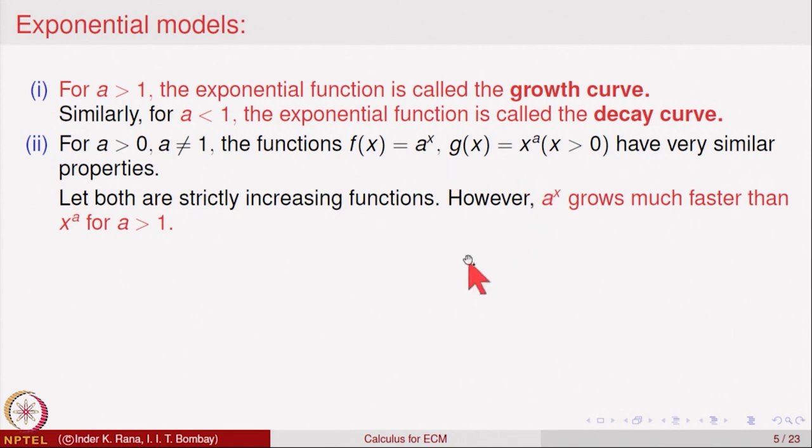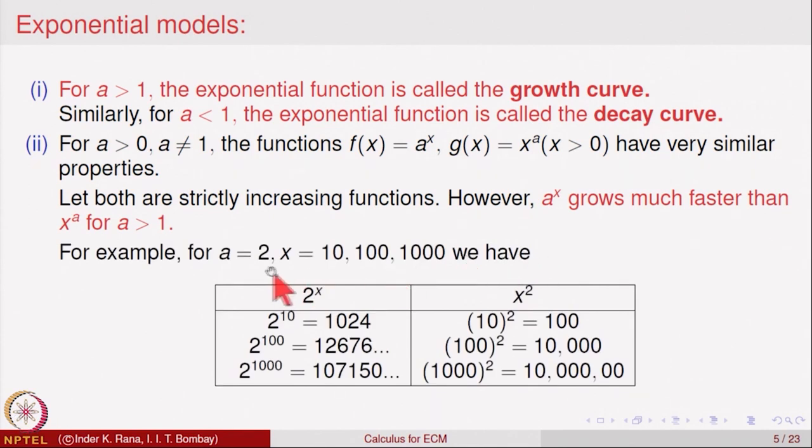Just to give you an illustration, let us look at a equal to 2, and x is equal to this number. Here are the values of 2 to the power x and here are the values of x squared. So 2 to the power 10, if you compute, it is 1024, and 10 to the power 2 is just 100. So you can already see the difference appearing for the value x equal to 10.